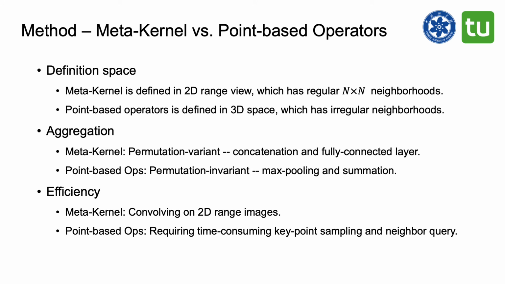One may feel like meta-kernel is similar to some point-based operators, DGCNN and continuous convolution, for example. Here we make a comparison between them. Meta-kernel is defined in 2D RangeView, while point-based operators are usually defined in 3D space. Locations in RangeView are permutation variant, so it is much better to use concatenation. Points in 3D space are permutation invariant, so point-based operators usually adopt pooling to aggregate features in all sampling locations. Another significant difference is that meta-kernel is much more efficient than point-based operators because it convolves on regular 2D range images, so meta-kernel can be used on large-scale data in autonomous driving.